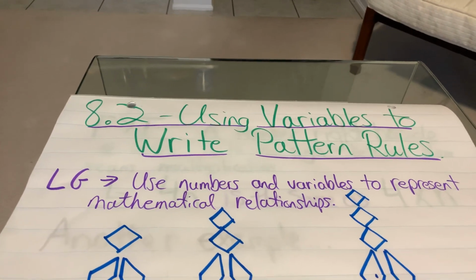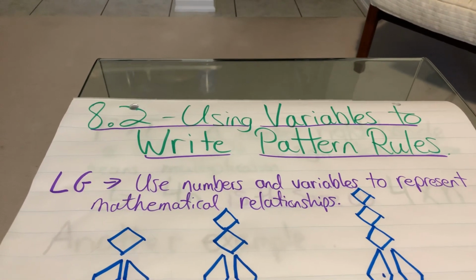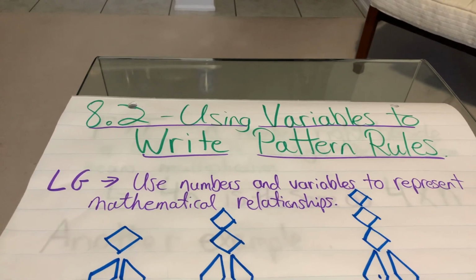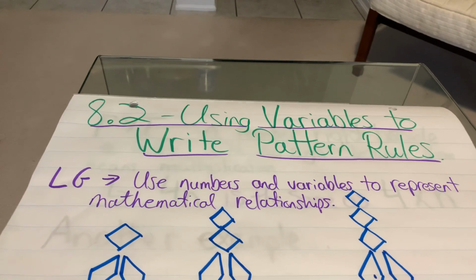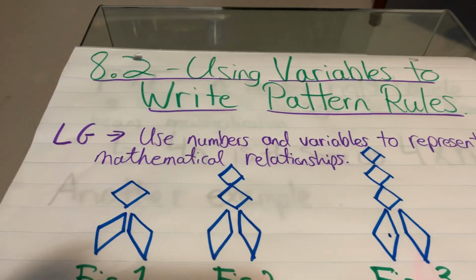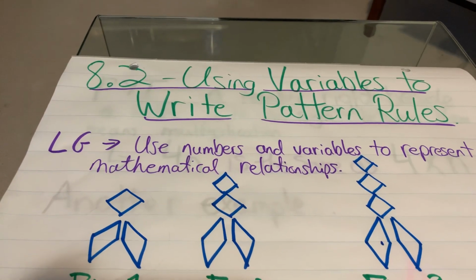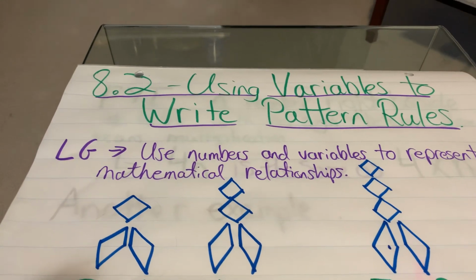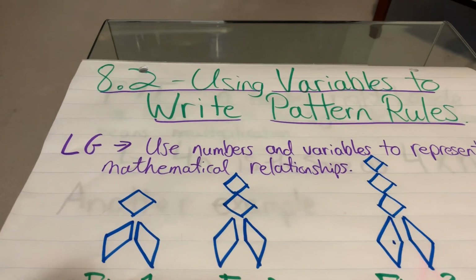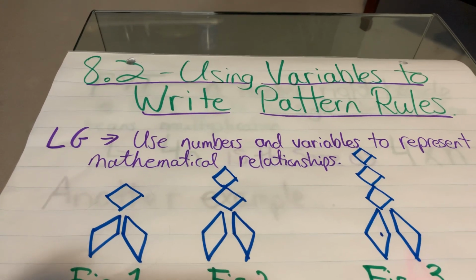This morning, we're going to be looking at 8.2, using variables to write pattern rules. I've already uploaded the lesson from Edwin onto Google Classroom, so if you want to follow along, you're more than welcome to. Today's learning goal is using numbers and variables to represent mathematical relationships. So if you saw yesterday, I uploaded our 3 learning goals for this unit on algebra, and that's our first one, using numbers and variables.